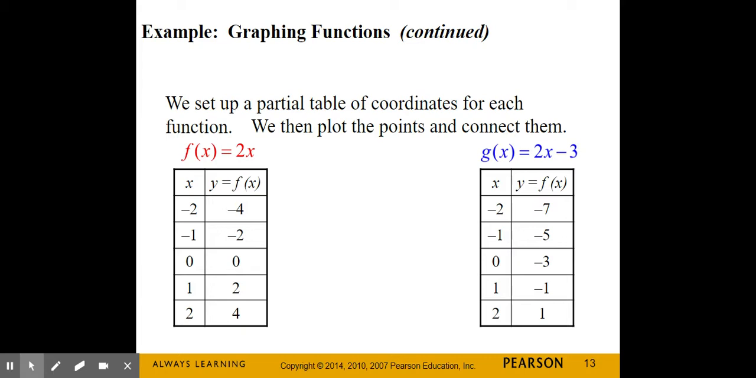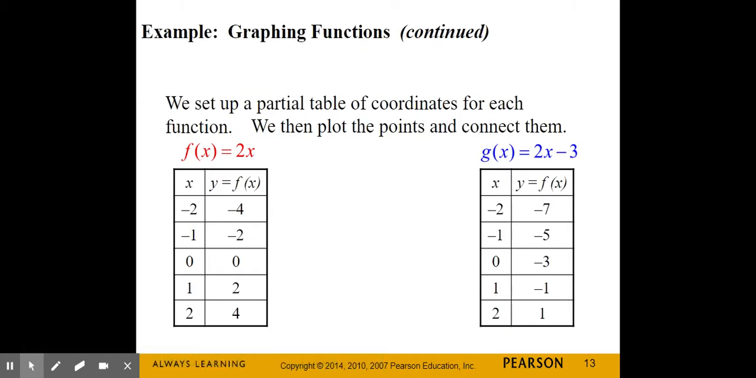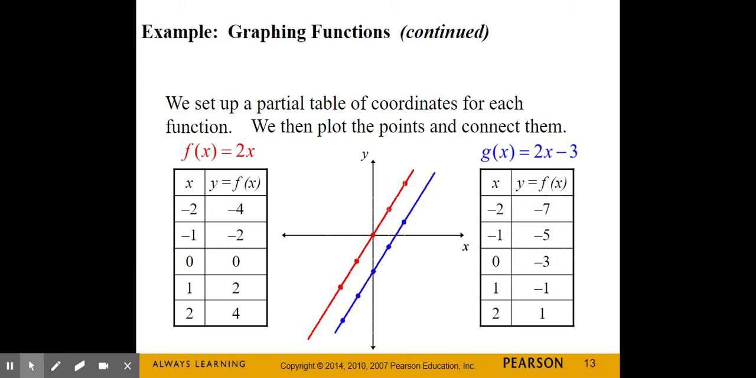For the g of x function, negative 2 is substituted in for x. 2 times negative 2 is negative 4, minus 3 is negative 7. And again, it's the same process for negative 1, 0, and all the way down. When we plot the points for f of x, that's in red. That would be the line there. And then g of x is in blue.